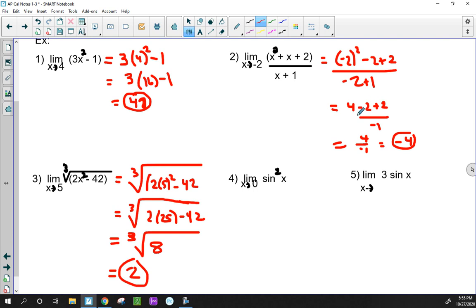Alright, so far everything's working nicely. Direct substitution gets me an answer, and I don't have to graph and show a table. So that's why this method is a good one to use when you can. Look at number 4. Likewise, same deal.